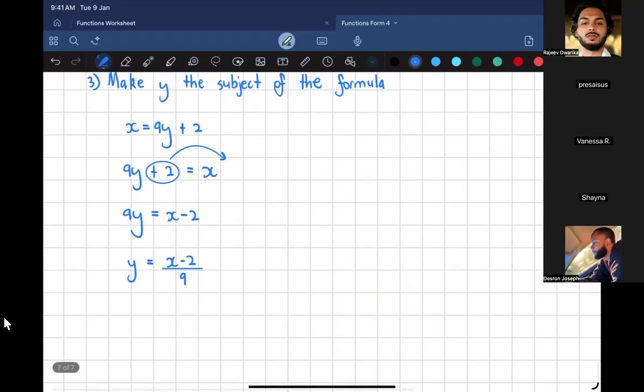And the last step is to write y as the inverse function.